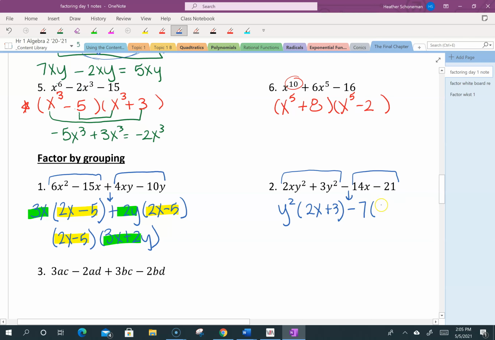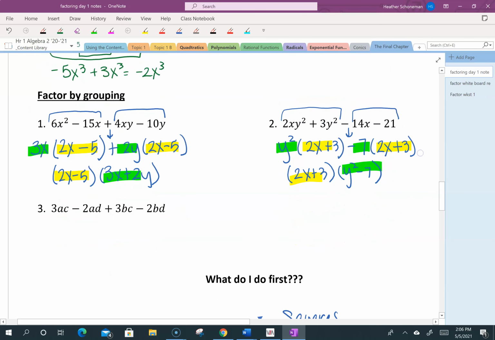So negative 14 divided by negative 7 is 2x. Negative 21 divided by negative 7 is positive 3. So if I have factored correctly and it's factorable, my parentheses should match. So the first parentheses is 2x plus 3, and the second parentheses is what they split, which in this case is y squared minus 7. One more of these.